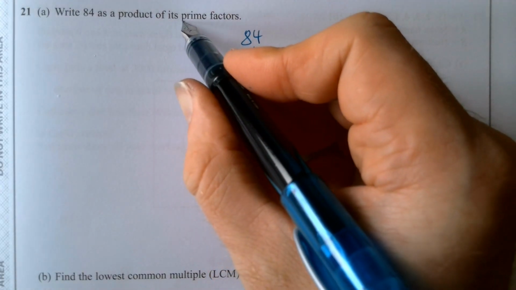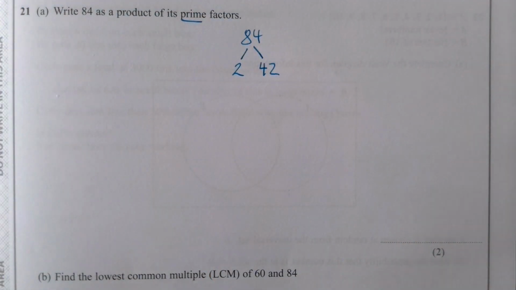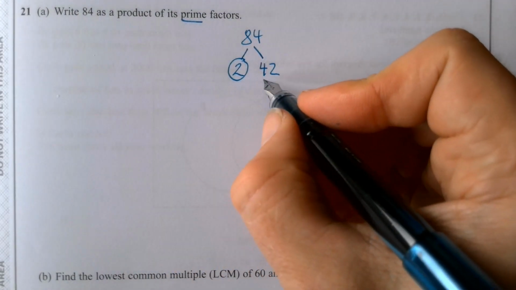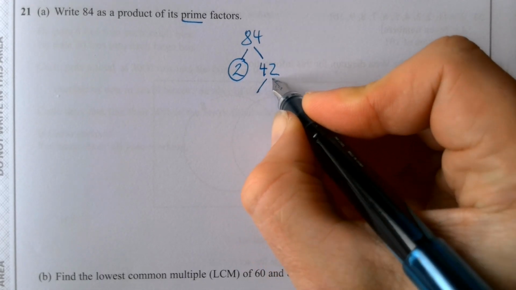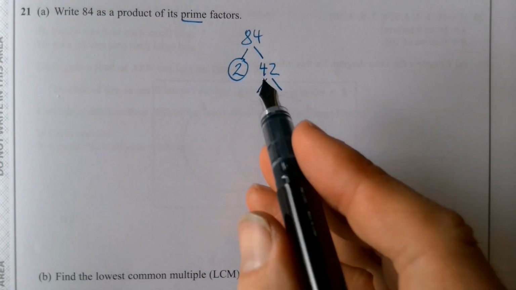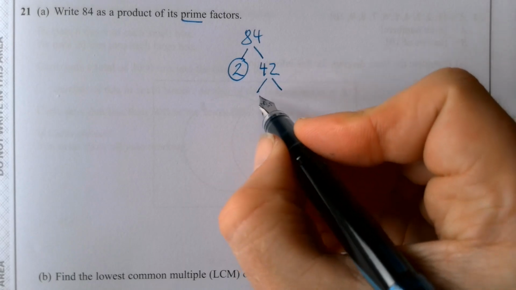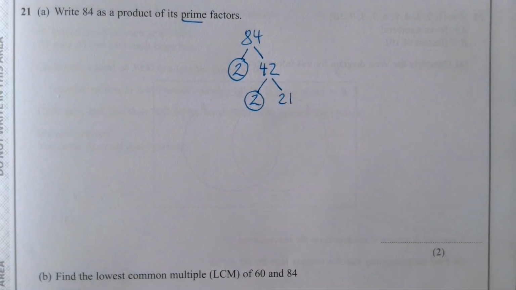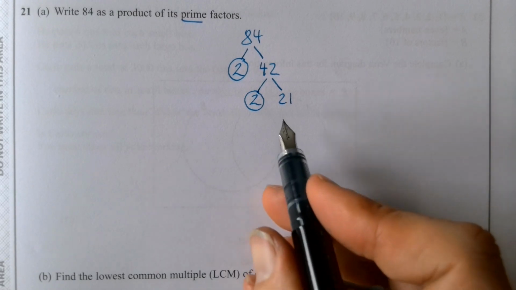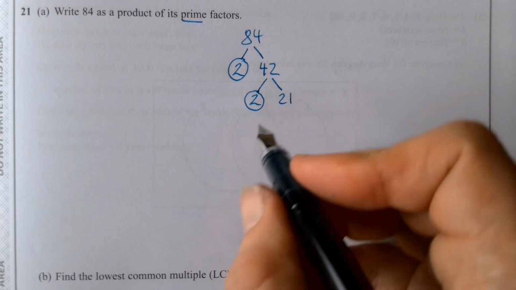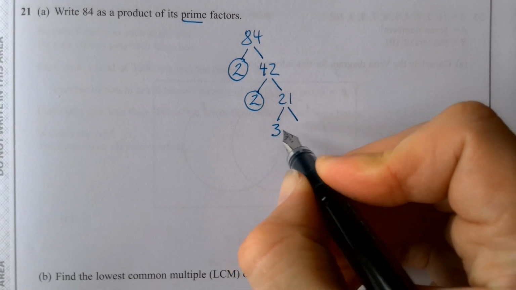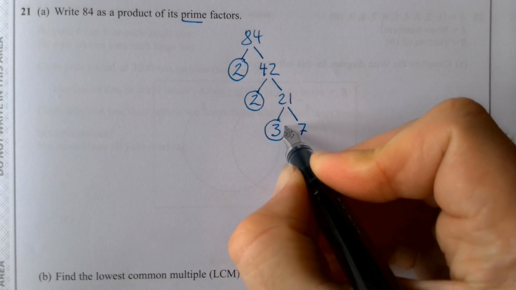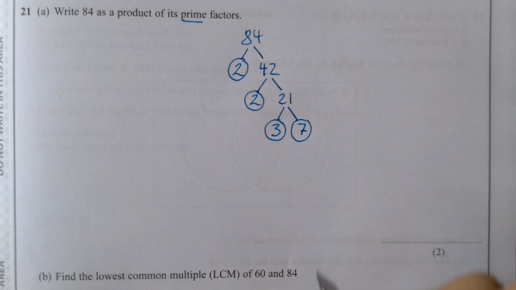Now, because we're looking for prime factors, we're looking for any prime number. 2 is a prime number because only 1 times 2 makes 2. So I'm going to put a circle around that so I don't do any more branches. If it's not prime, then it needs 2 branches coming off. Again, that's even, so I could do 2 times 21. Again, 2 is a prime number. What times what makes 21? 3 times 7. And 3 and 7 are both prime. You can only get them by doing 1 times 3 or 1 times 7.